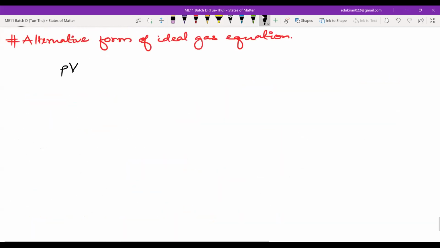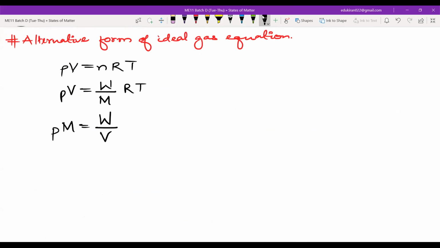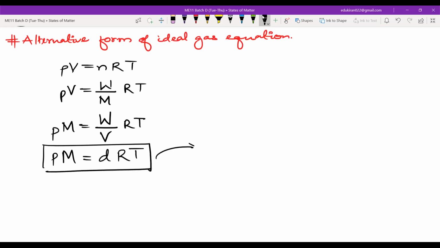So we have seen PV is equal to nRT. This is the ideal gas equation. Instead of number of moles, we can also write PV is equal to the given mass of the gas divided by the molar mass of the gas, into RT. Next, we can write P into M, the molar mass of the gas, is equal to the given mass of the gas divided by the volume of the gas into RT. Given mass by volume is density. So PM is equal to dRT. You can remember this as dirty PM. This is the relationship between density and molar mass, an alternative form of the ideal gas equation.